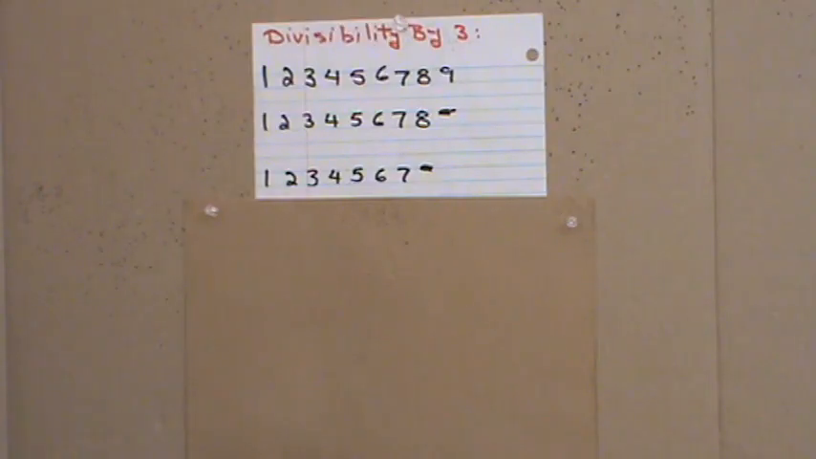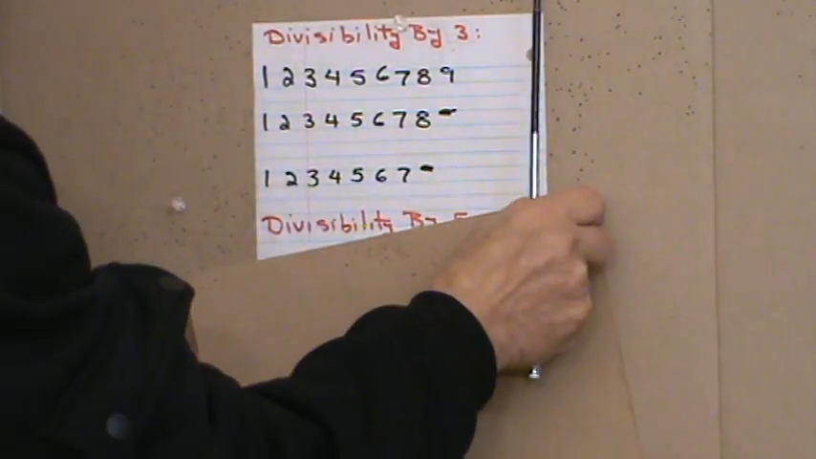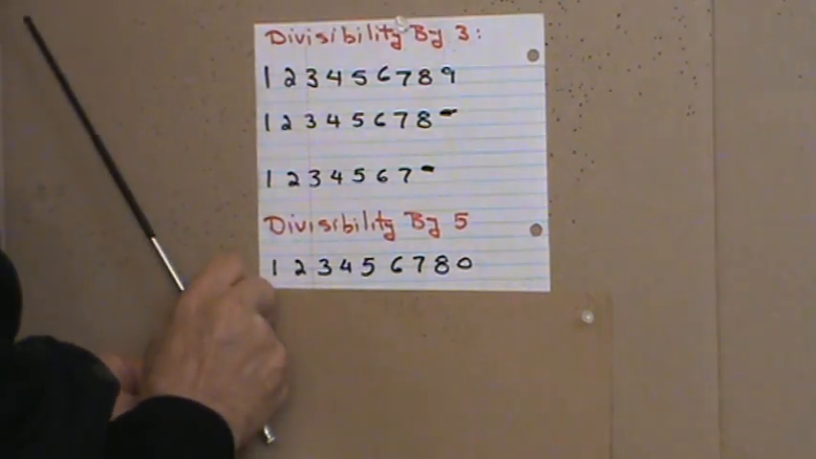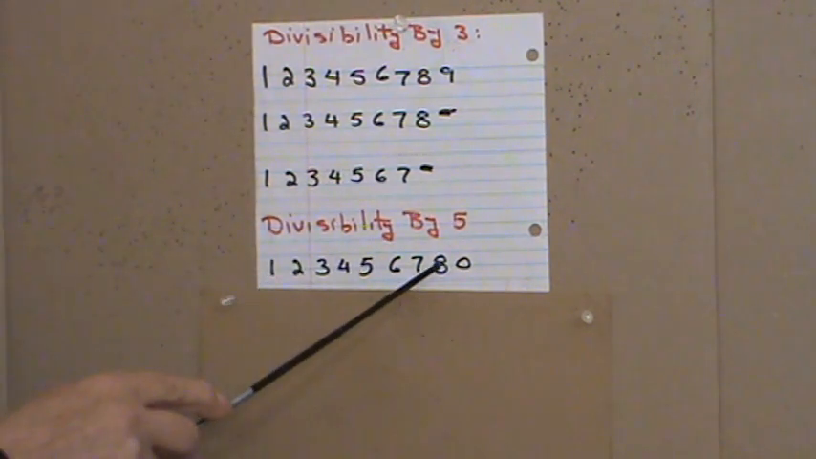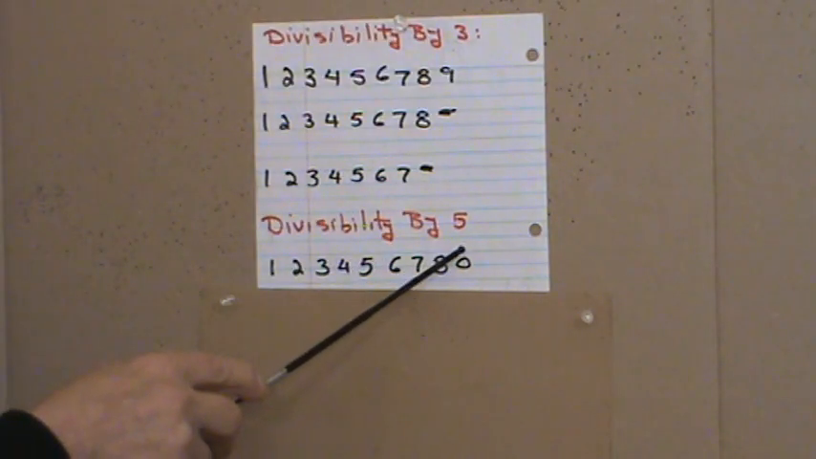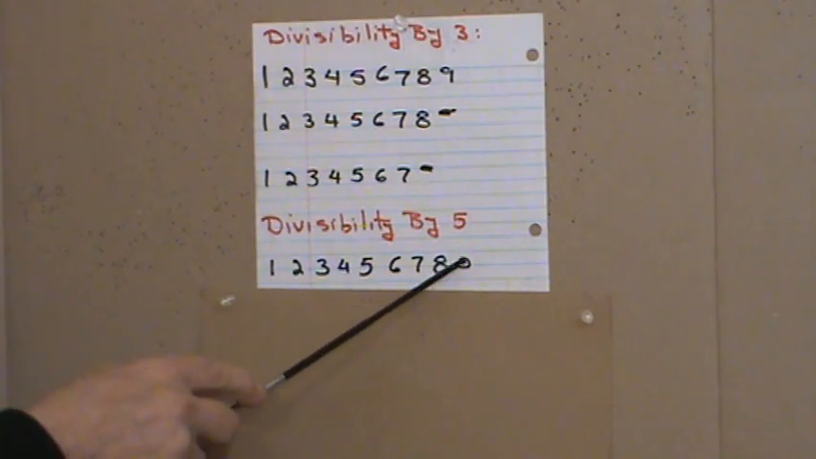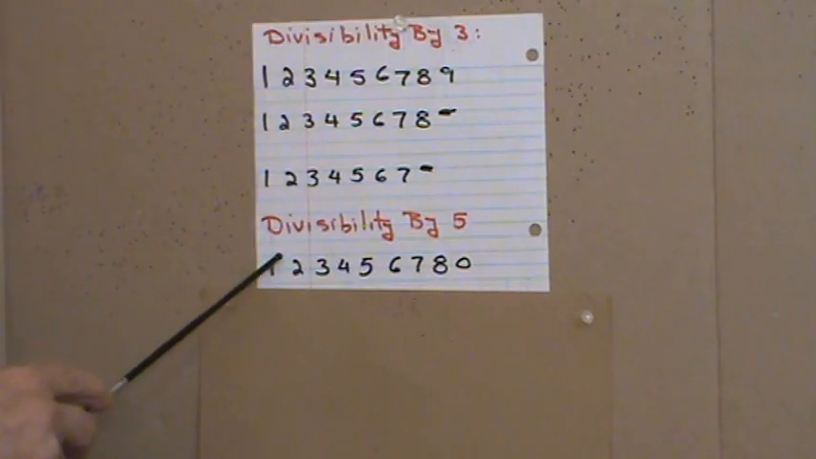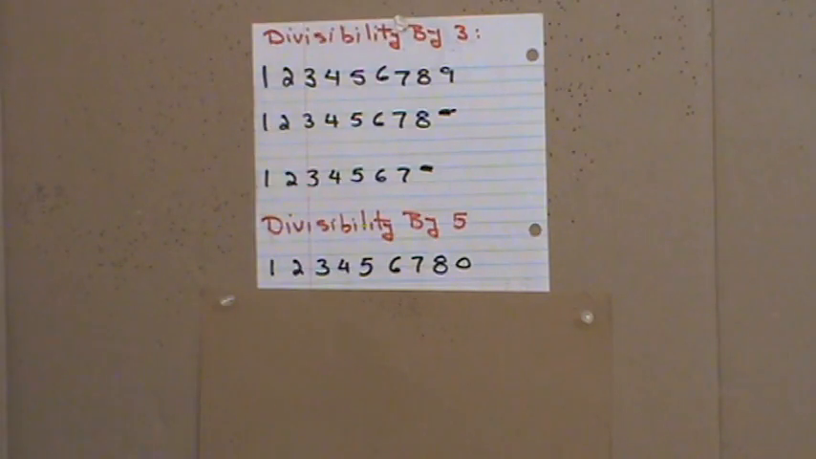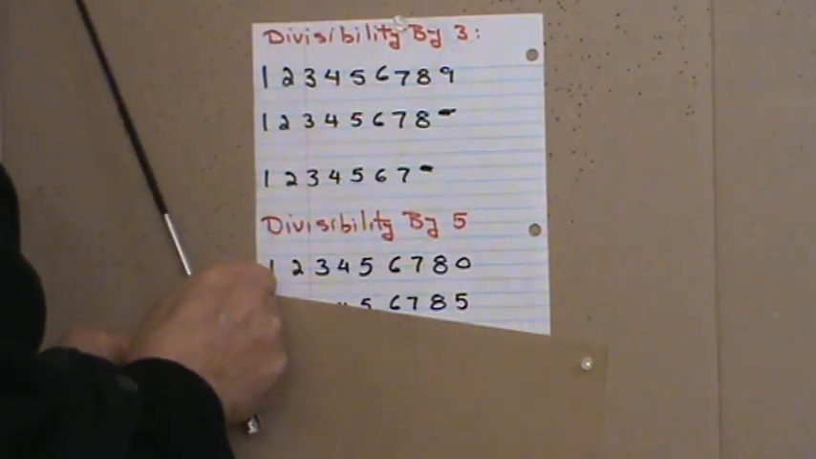Do you follow me? Now we go to divisibility by 5, and I have written that one. So a number is divisible by 5 if the unit digit, the last digit, is either 0 or 5. And this number, the last digit is 0, therefore this huge number is divisible by what? By 5.